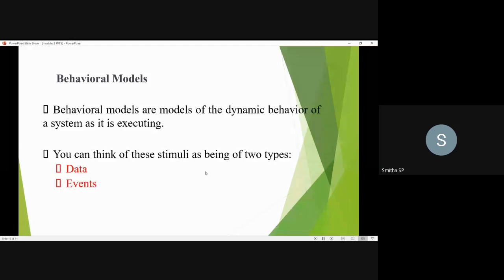Either they can be data stimuli or event stimuli. A data stimulus is when some data arrives that has to be processed by the system. Event stimuli are events that trigger the system processing. These kinds of stimuli can exist in the dynamic behavior of a system. Now we shall see example diagrams for these stimuli.